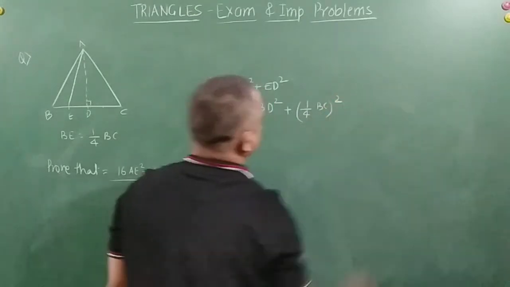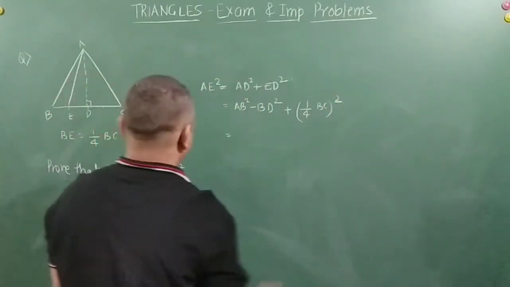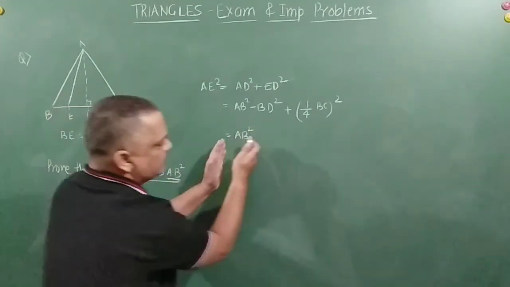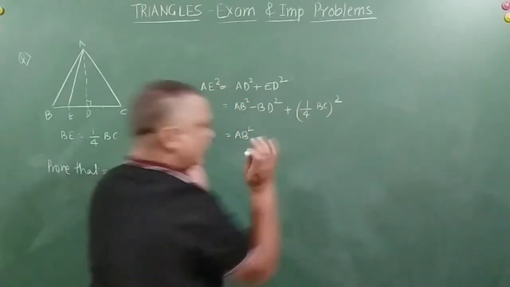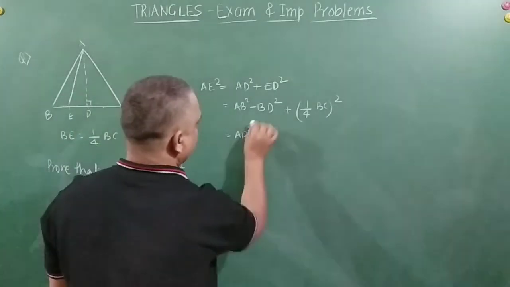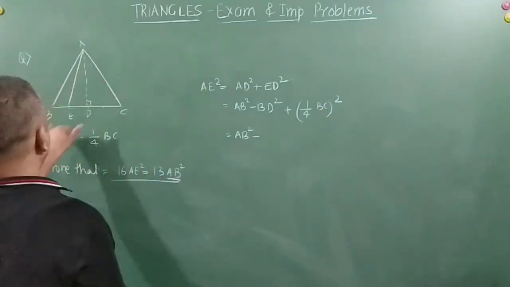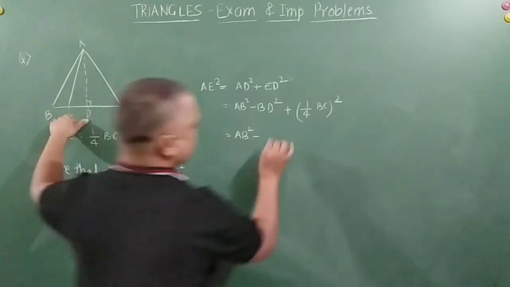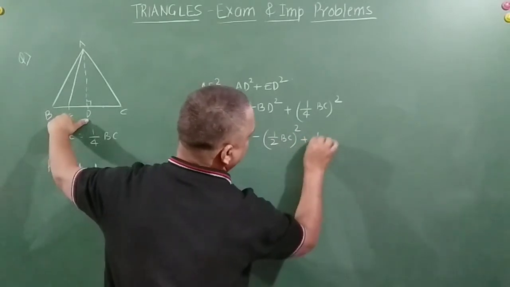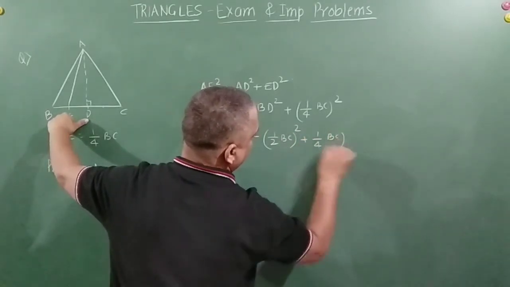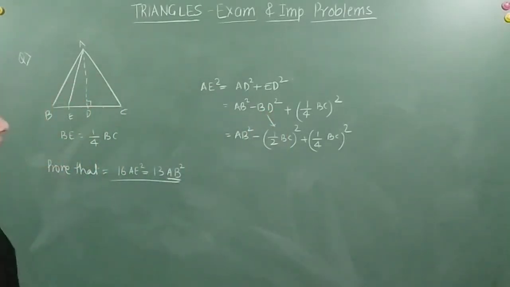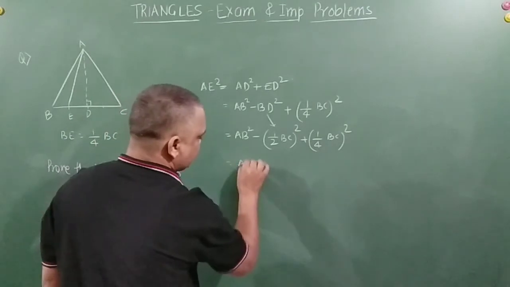Correct? Now, friends, here it is AB. So whatever terms are there in AB, I will leave in AB. Whatever is not there in AB, I will convert into AB. So AB square minus BD square. What is BD square? Can BD square be written as 1 by 2 BC whole square? Any problem in this transition? I don't think so. Okay, so this is AB square.